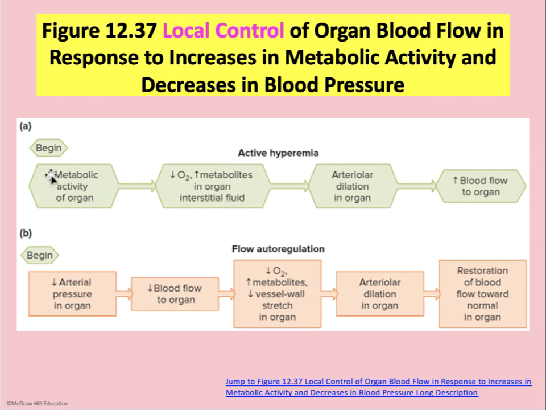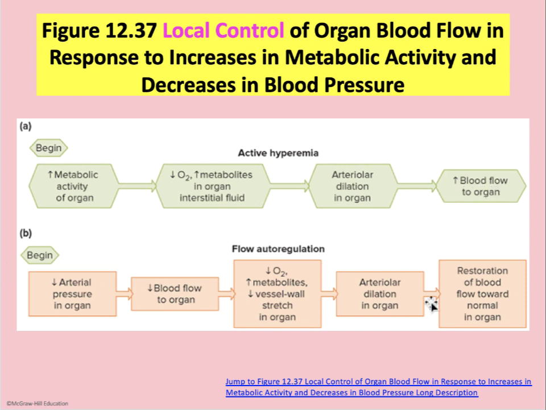For instance, if the metabolic activity of an organ increases, that leads to the consumption of oxygen, therefore the amount of oxygen decreases, and the waste products, the metabolites, are increased, and that's then referred over to the interstitial fluid surrounding those cells. The arterioles dilate in response to these substances or to the absence of oxygen, and because they dilate, they then are able to redivert more blood to that organ.